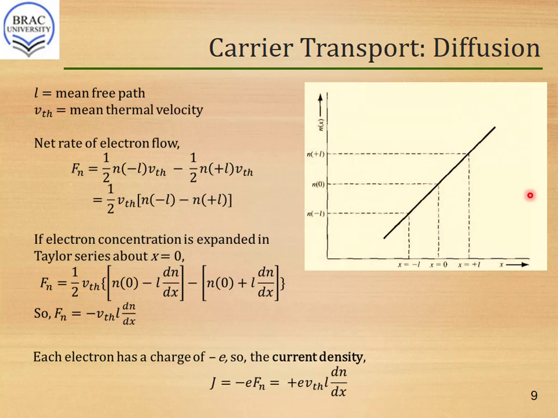The first one is L, or mean free path. So what is mean free path? Mean free path of an electron is the average distance an electron travels between collisions. So what does that mean?